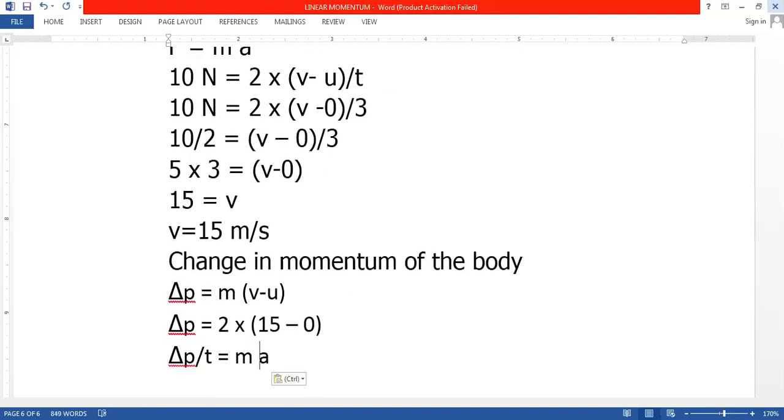So tell me how much is the change in momentum? 15 minus 0 is 15. How much it is? 30. And what will be the unit? Kg meter per second. So how much is the change in momentum, beta? 30 kg meter per second. Getting it, class? Yes, sir.